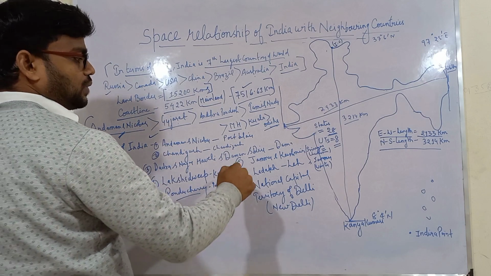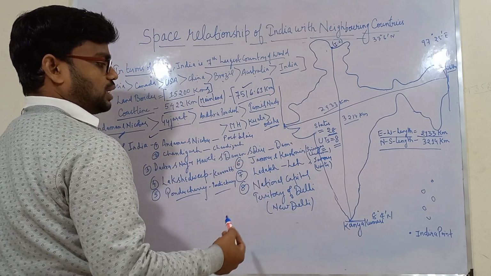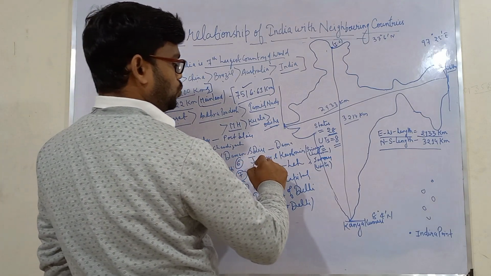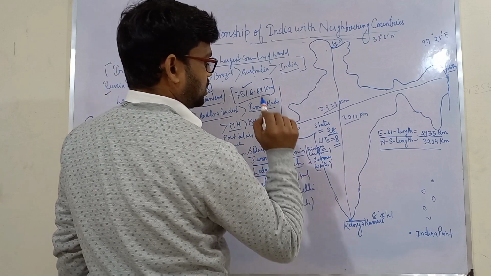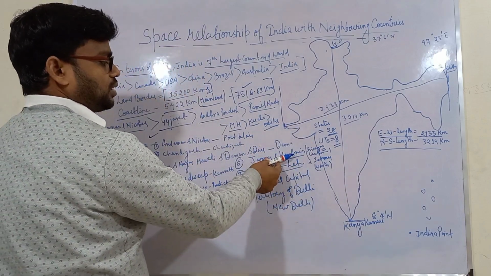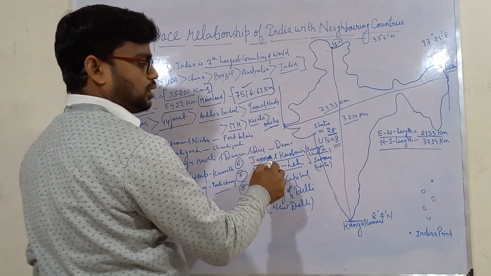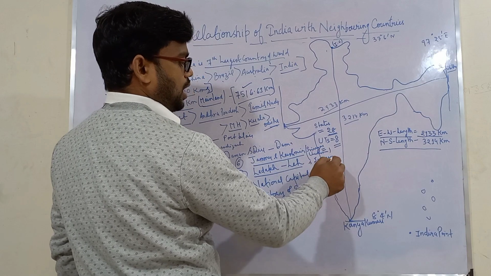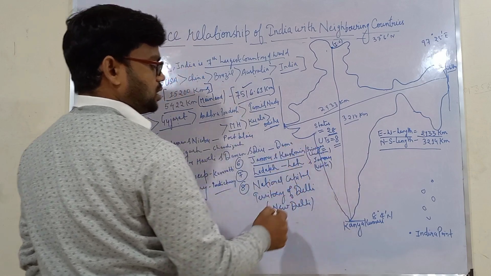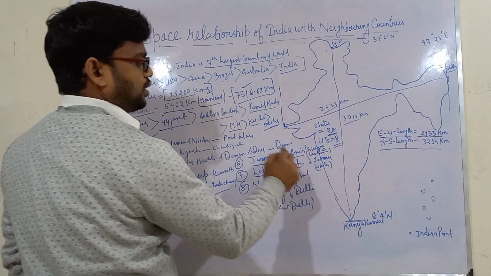For example, the earlier state of Jammu and Kashmir has now been divided into 2 UTs. One is Jammu and Kashmir and another union territory is Ladakh. Do remember the capitals of Jammu and Kashmir and Ladakh. While Jammu and Kashmir has 2 capitals, Srinagar in the summer season and Jammu in the winter season, Ladakh has Leh as its capital.